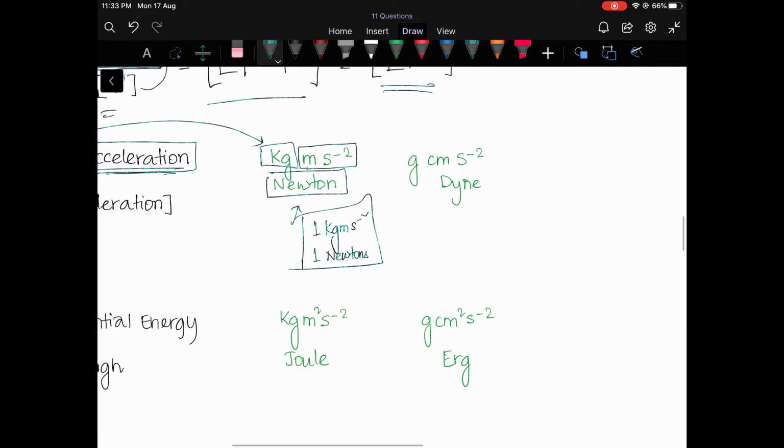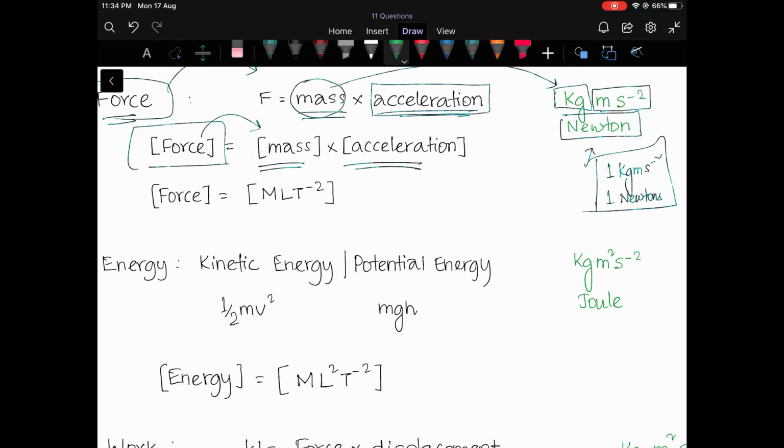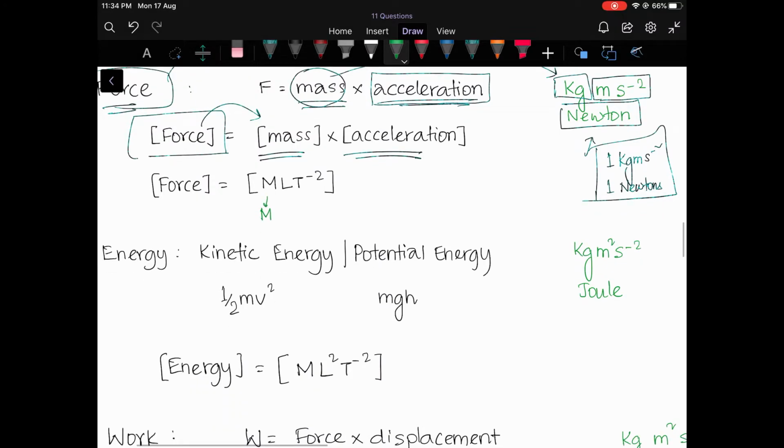Then we have in CGS system where you use grams in place of kilograms. Then we have centimeters in place of meters. If I'm using gram centimeter per second square, we are going to call it dynes. So instead of calling 1 gram centimeter per second square, we're simply going to call it 1 dyne. Now the dimension of force should be equal to dimension of mass times dimension of acceleration. Now you have seen dimension of mass is M, so I'm writing M. Dimension of acceleration is LT^-2, so we are writing LT^-2. So dimension of force is going to be MLT^-2.